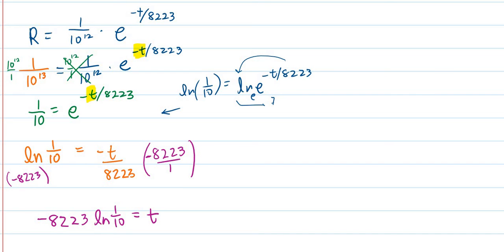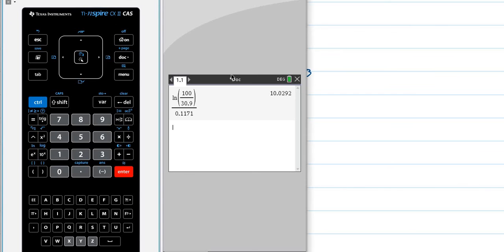And then we put that into our calculator. And actually, let me show you that just so that you do it right, although I'm sure you were going to do it right anyways. So it's negative 8,223 times, remember the little e button? Oh, we don't need it. Sorry. Natural log and 0.1 or 1 over 10. Hit enter, we get that.